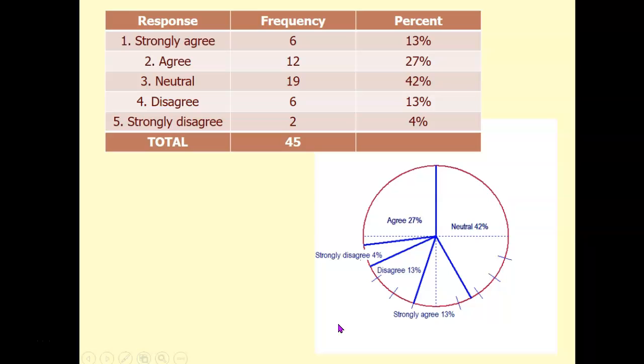Looks pretty good. Now, if you wanted to be fancy, you could color the different sections different colors, but you don't have to. Just make sure each one is labeled with what it represents. We need the name of the category it represents and also what percent of the whole thing it is. So here's the 42% who are neutral. That's this section of the pie. Here's the 13% who strongly agree, the 13% who disagree, the 4% who strongly disagree, the 27% who agree.